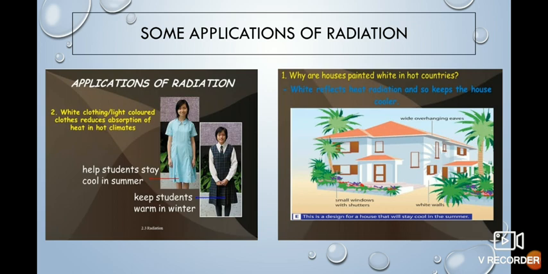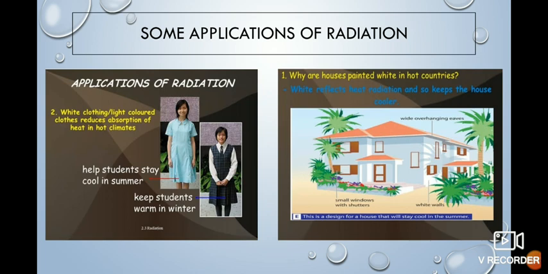Why do you think she wears a light color dress in the summer? Because light color does not absorb heat but it radiates heat back, keeping the girl cool. But in the winter, look, she's wearing a dark color shirt and a dark color jacket. So, this dark color helps to absorb the warmth around her and helps her to keep warm.